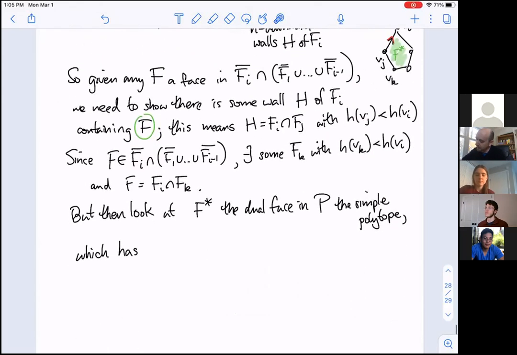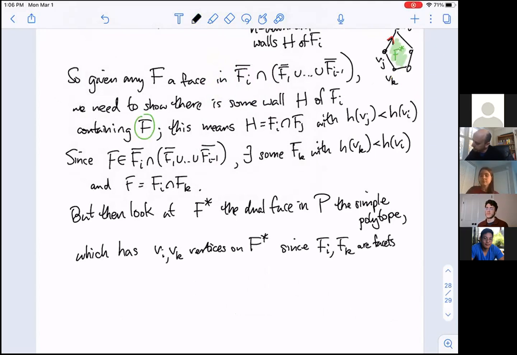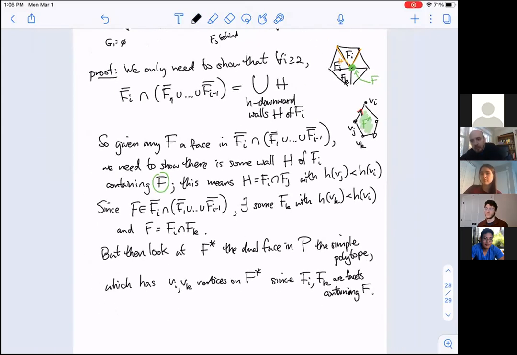Right? And because, which has Vi and Vk vertices on F star, since Fi and Fk were facets containing F. Okay, so this is the inclusion reversing nature of the polar dual. Be okay?